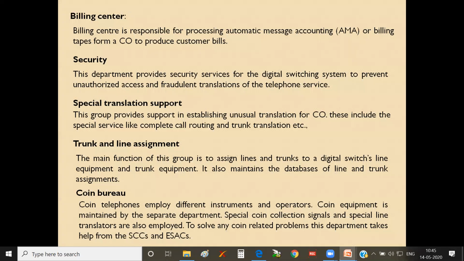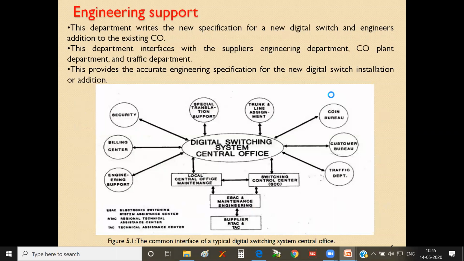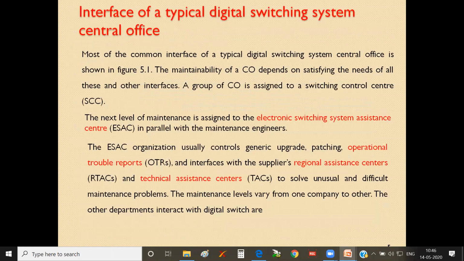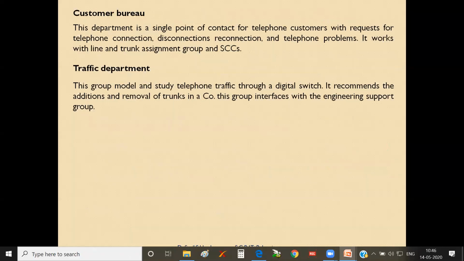Okay, next one, coin bureau. Coin telephones employ different instruments and operators. Coin equipment is maintained by separate departments. Special coin collection signals and special line translators are also employed to solve any coin related problems. This department takes help from the SCC. Okay, SCC in the sense what? And ESAC. SCC means Switching Control Center, and ESAC is Electronic Switching System Assistance Center, which will take care of the Coin Bureau as well as Customer Bureau.